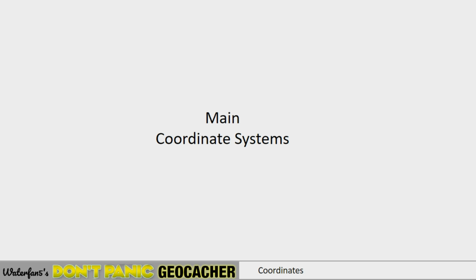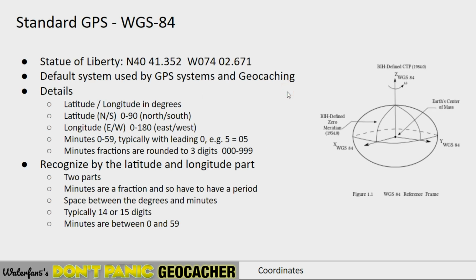So let's take a look at some main coordinate systems. I'll start with the standard GPS, the WGS-84 system. This is the most commonly used system by geocaching, but also by standard GPS systems. And it has a set of components, typically the latitude and the longitude. In most cases, it will have a letter with it that is either for north or south, N or S, or for longitude, a west or an east symbol. It can be in front, it can be behind, it all means the same thing.